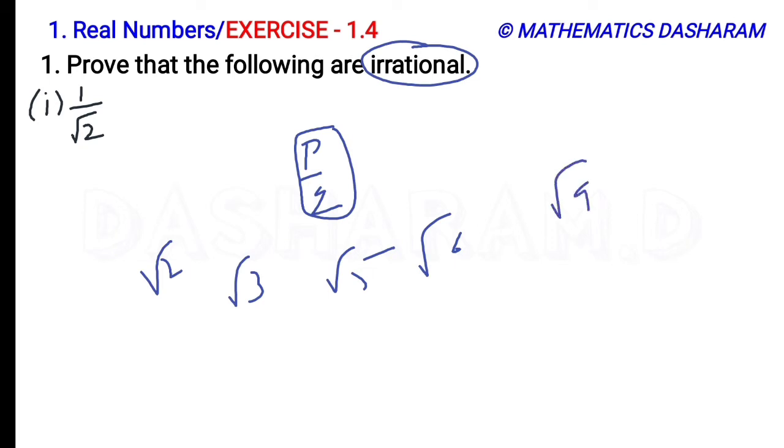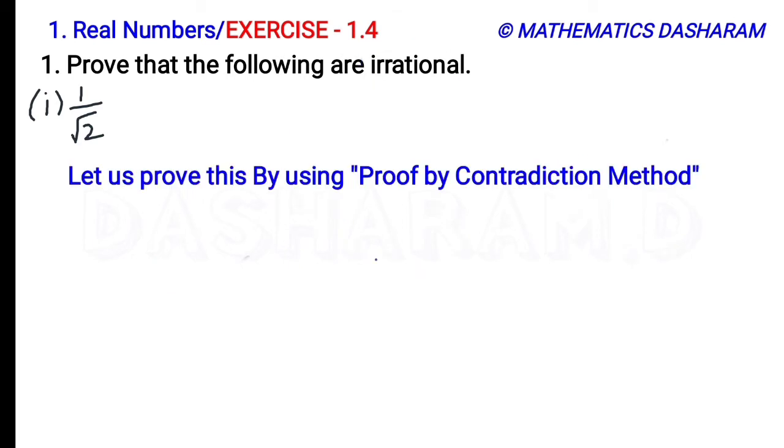Root 9 is not an irrational number because its answer is 3, the square and square root cancel. So it is a perfect square number, so it is not irrational. Root 25 is also not an irrational number, it is a rational number. Let us prove this by using the proof by contradiction method.